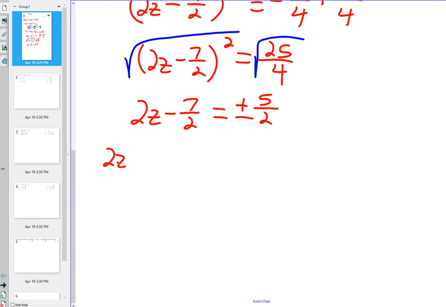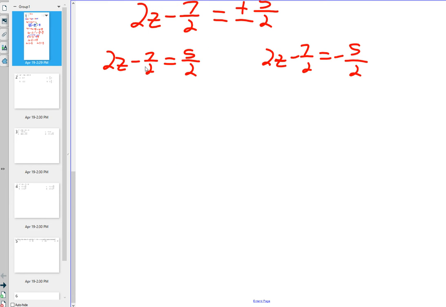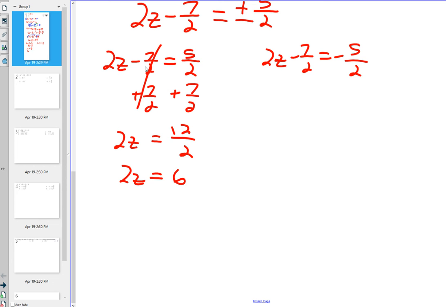2z minus 7 over 2 is equal to 5 over 2. 2z minus 7 over 2 is equal to negative 5 over 2, which, yeah, I know we don't like fractions. And again, I wouldn't do it this way tomorrow, but the one thing that's decent here is at least the denominators match up. So 5 and 7 is 12 over 2, which gives me 6, and then once I divide that by 2, I get 3.